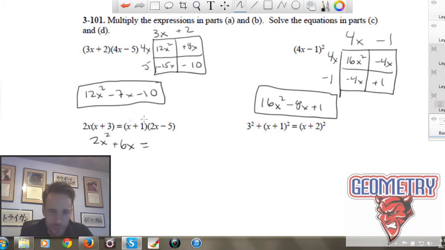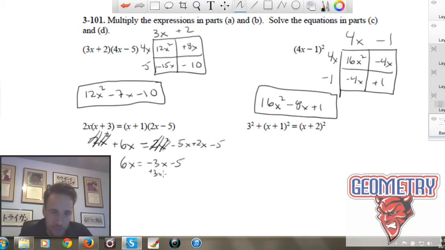I'm not going to do a generic rectangle. I'm just going to get used to kind of multiplying it out in my head. So we got 2x squared here minus 5x plus 2x minus 5. So if we notice, the 2x squared on this side cancels out with the 2x squared on this side. So we're left with 6x equals negative 3x minus 5.